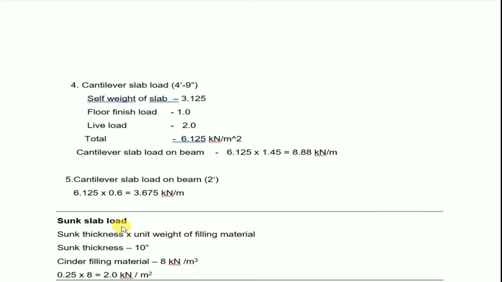Next one is sunk slab load. Sunk thickness multiplied by unit weight of filling material. Sunk thickness is 10 inches. Cinder filling material is 8 kilonewton per meter cube. So we get 2 kilonewton per meter square. So let's apply all these loads in the model.